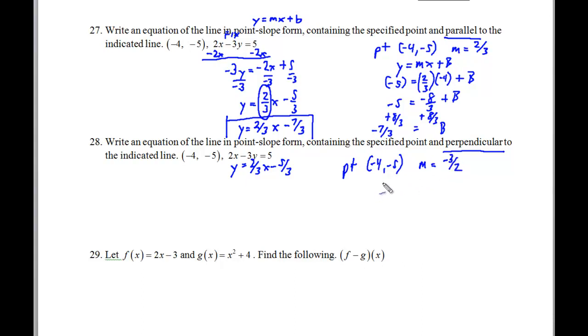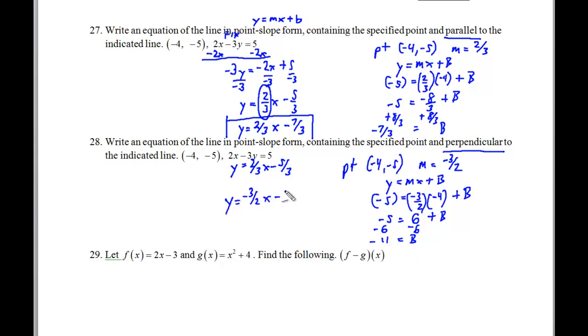So this means my equation, step 1, y equals mx plus b. Step 2, substitute. I'm going to substitute my negative 5 in for the y, my negative 3/2 in for the m, my negative 4 in for the x, plus b. Step 3 is to simplify. Negative 5 is equal to, if I multiply these together, I get a whole number which is 6, plus b. Subtract the 6 from both sides. b is equal to negative 11. So my answer to this problem is y equals negative 3/2 x minus 11.